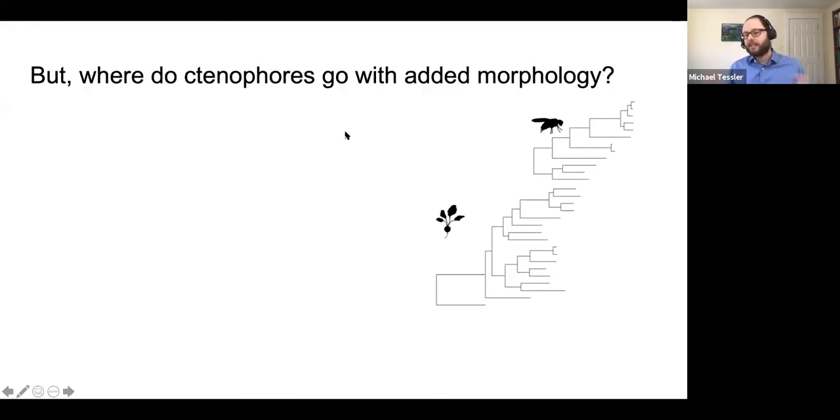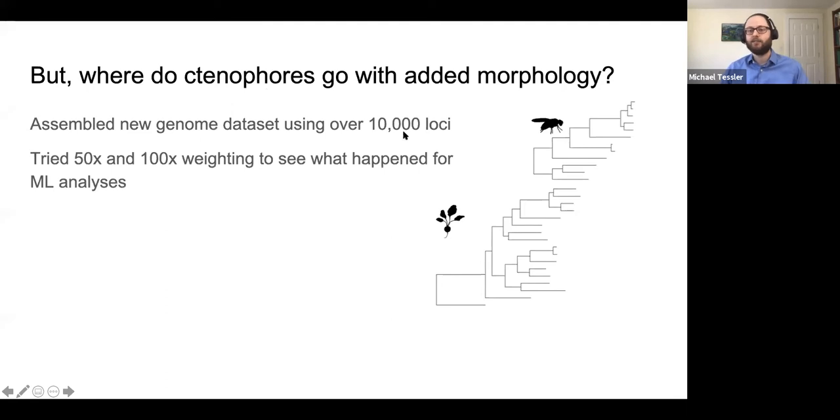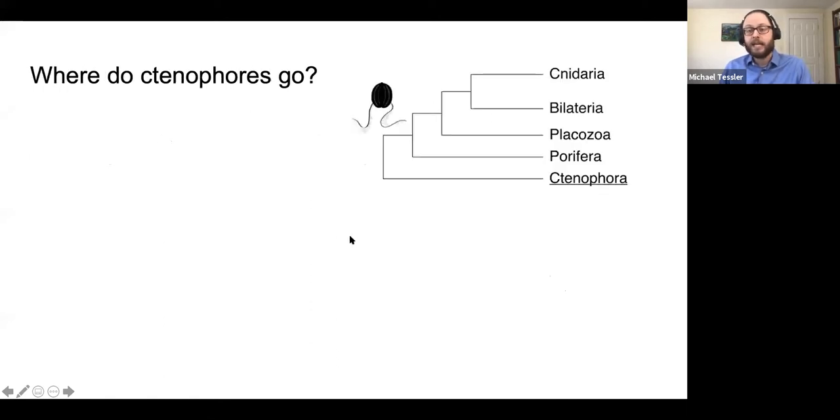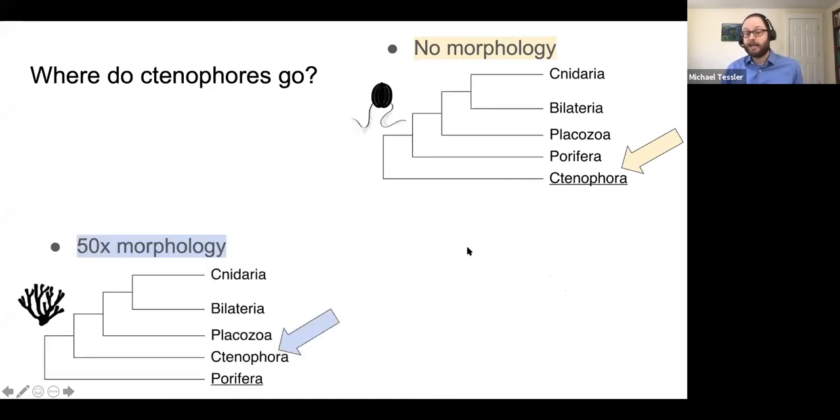So we've been continuing this work, and we're curious about things like, where do ctenophores go when you add this morphology in larger and larger data sets? We've been using a genomic data set that we've compiled ourselves with over 10,000 loci, and we've just started trying a couple different weighting schemes. Here we have 50 and 100x weighting schemes. And what we find is without morphology, you wind up with ctenophores as the sister group, okay? So not shocking. That's what we kept finding.